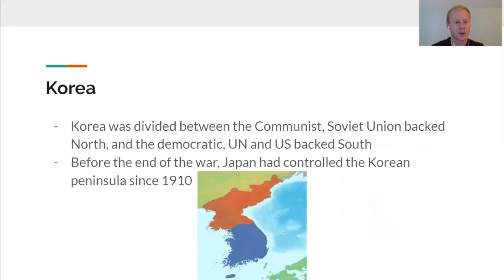This boiled over to a conflict in Korea. So Korea after World War II was divided in the North and the South. The North was communist and was supported by the Soviet Union. The South was democratic and supported by the UN and the United States. Before the end of the war, Japan had controlled Korea since 1910. So after the war ended, Korea was kind of given back. The Korean people took control back of their country, though it was still split.